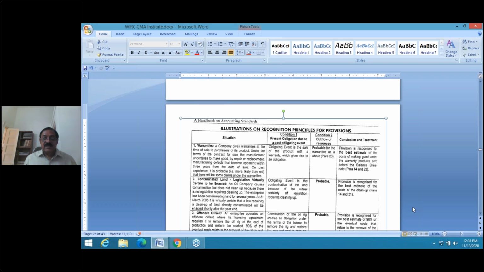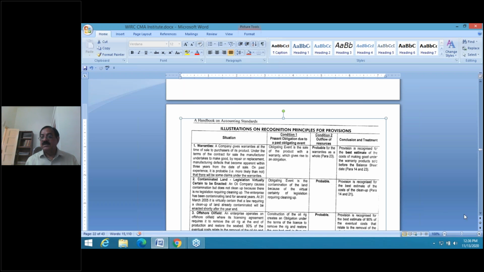That is, my incurring the expense is more than 50%. When I incur the expense, there will be an outflow of economic resources, and by asking the contractor what the cleaning expenses will be, I can estimate the expenditure. So provision is required for the best estimate of the cost of the cleanup.